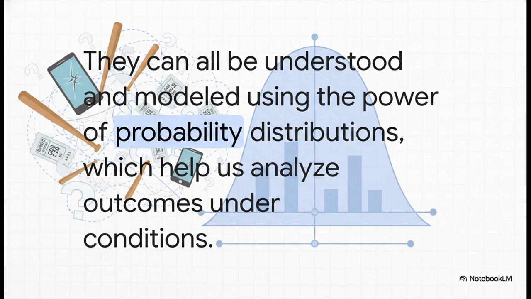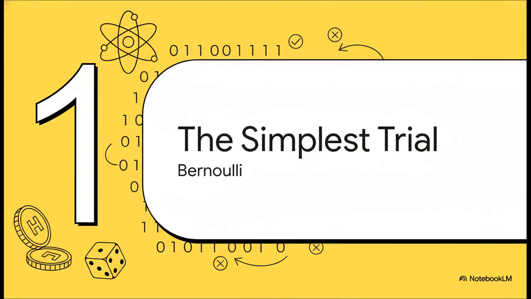Now, what are those? Think of them as frameworks, or maybe like blueprints for making sense of chance. They let us calculate the likelihood of certain things happening, turning all that random noise into something we can actually analyze and maybe even predict. To build up our statistical toolbox, we have to start with the most fundamental piece, the absolute basic building block. And that's called the Bernoulli trial. You can think of it as the single atom from which everything else is constructed.